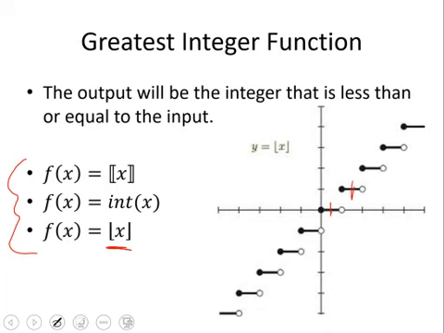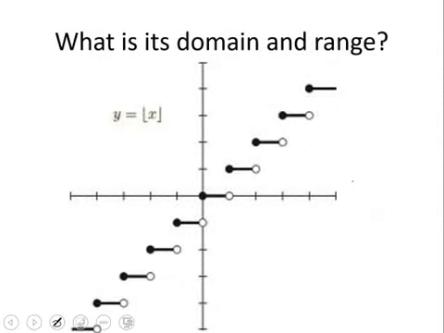So this is for the greatest integer. You'll see it written with a double bracket, INTX, or that bracket with just the floor on it, the bottom one. This is again rounding down. We also have a ceiling function, but first let's talk about what our domain and range is for this.